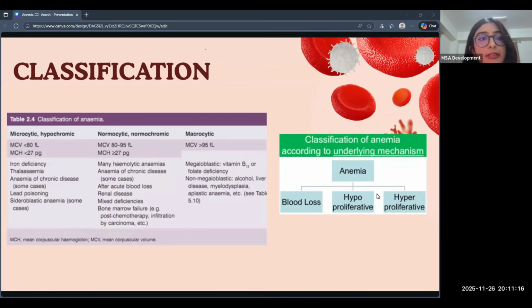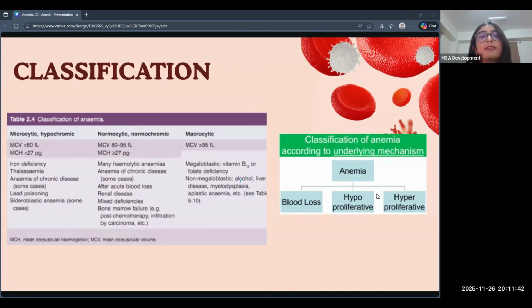Then we can also have macrocytic, which is too big, right? So MCV would be greater than 95. You don't really need to know the value, so you're good. But macrocytic would be in megaloblastic anemia, which is something very important I want to remember. Or in non-megaloblastic causes, it could be in alcoholics, liver disease, myelodysplasia, aplastic anemia, and so on.